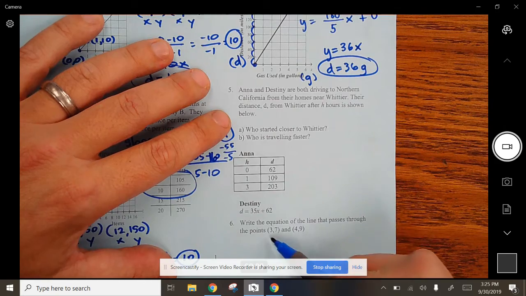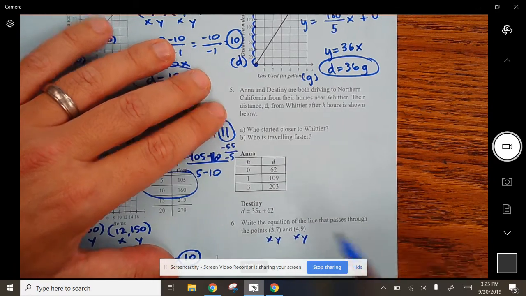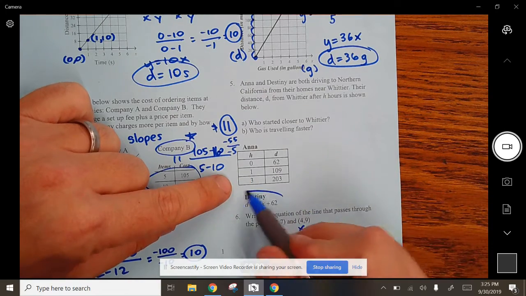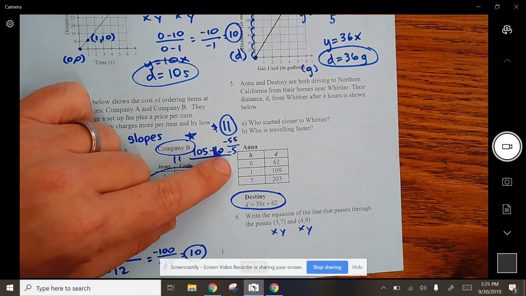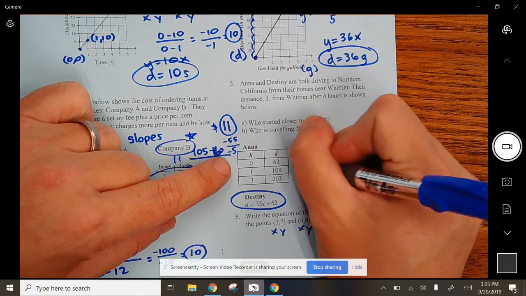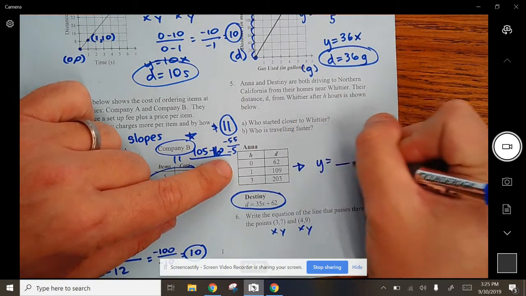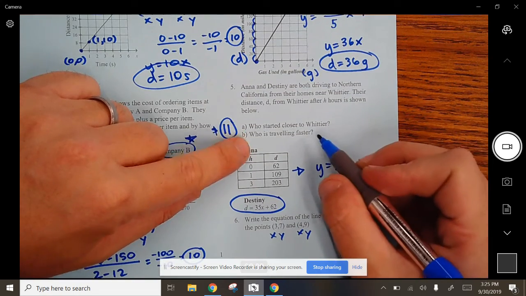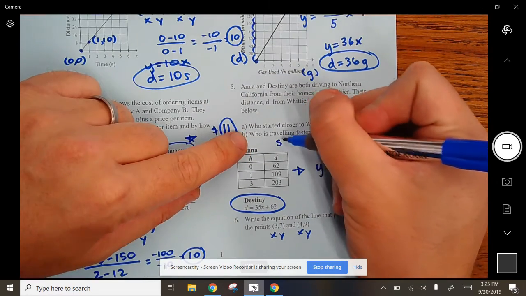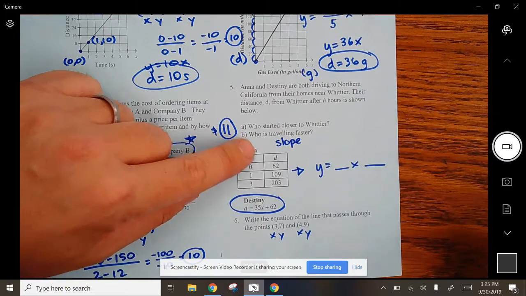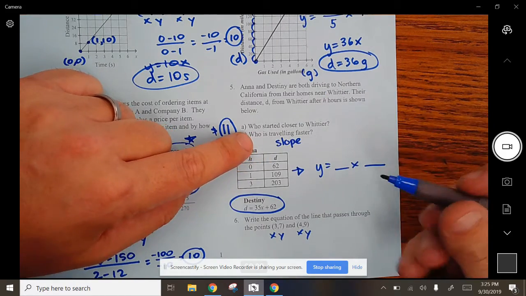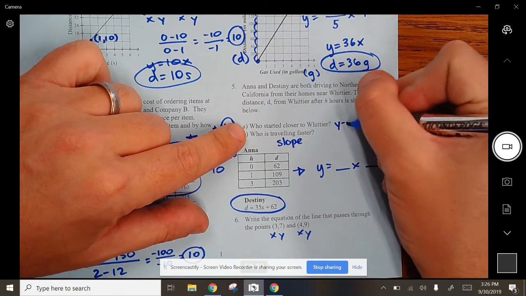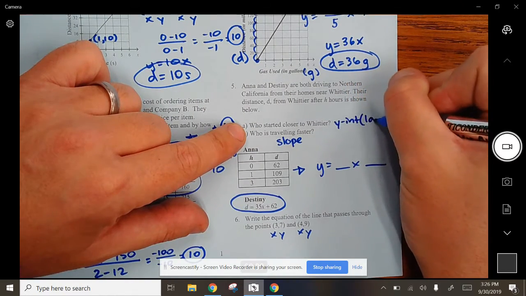All right, the last one is a curveball. Actually, this is your last one. You should have no problems doing that one on your own. The second to the last one is kind of a curveball. Anna and Destiny. Destiny's problem's already done, but Anna's isn't. Whenever you see a table, please just know that I am wanting the whole equation initially, and then we'll look at who has started closer to Whittier and who is traveling faster. Traveling faster is always slope, and the closer to Whittier part is interesting. It's actually going to be the y-intercept, and who has a larger y-intercept.